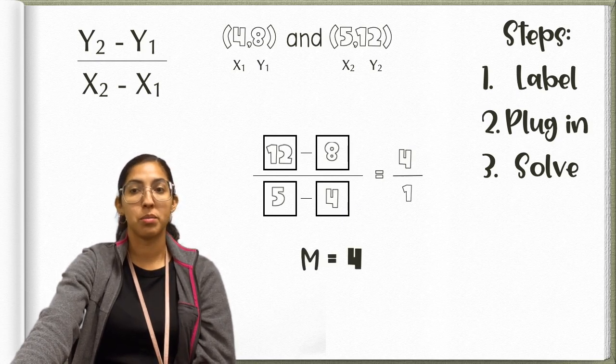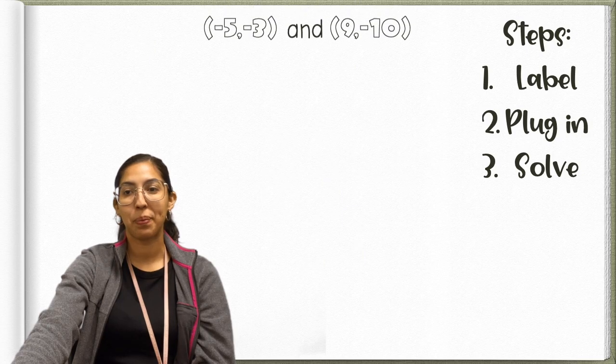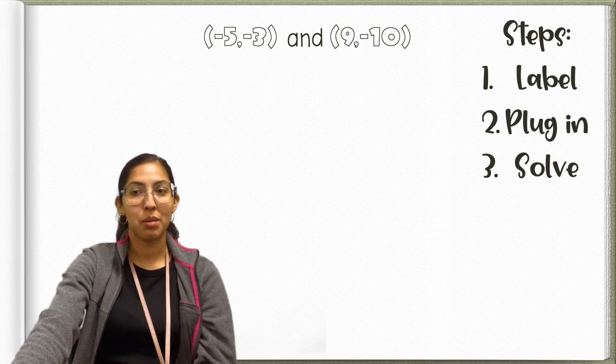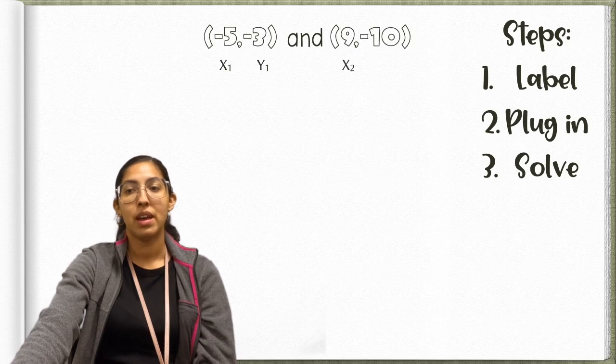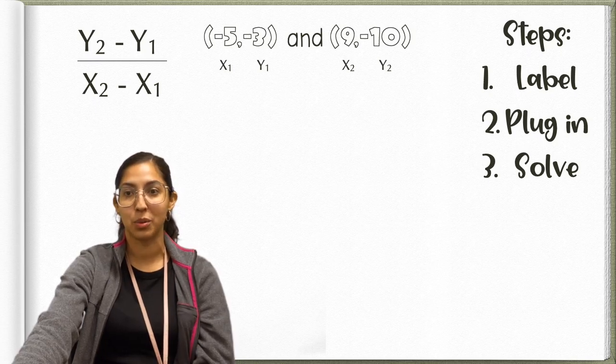We always want to simplify. And so for this one, our m would be 4. That's all we're doing. So let's do one more example. We've got (-5, -3) and (9, -10). Typically, these are the ones that people mess up because of all the negative signs. So again, label x1, y1, x2, y2. Formula is still y2 minus y1 over x2 minus x1.